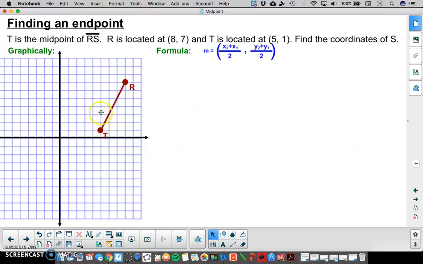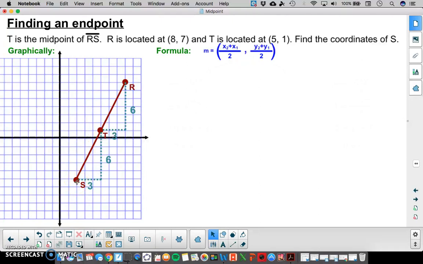To do this graphically, of course you would want to first plot the points that you know. We know that T is the midpoint of our segment. So we know S has to be down here somewhere. We also know that the distance from R to T is the same as T to S because that midpoint bisects the segment. So I could count those vertical and horizontal distances of 6 and 3 and then double that. So then from T count 6 and 3 again to end our point S at 2, -5.